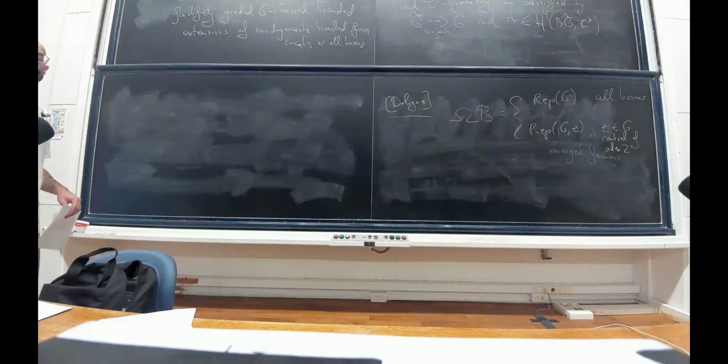I really mean braided monoidal equivalence. I'm building some braided fusion categories, and given this data, I can actually.